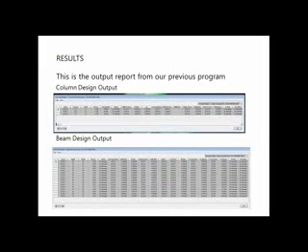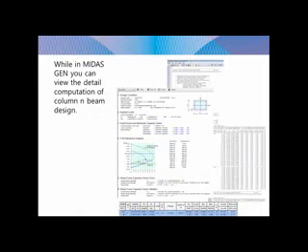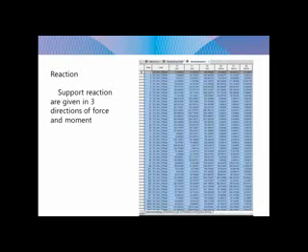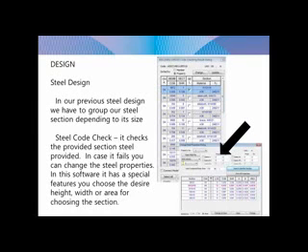While in MIDAS, you can view the detailed computation of the column being designed, the action, the steel design. In our previous steel design, we have to group our steel sections depending on their size. Steel code check checks if the provided section is still adequate. In case it fails, you can change the steel properties in this software.